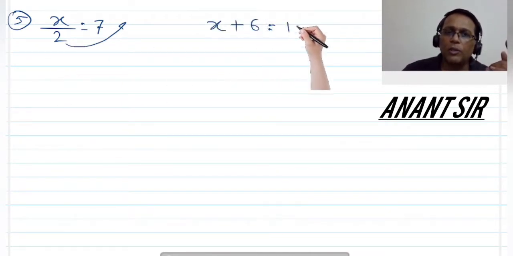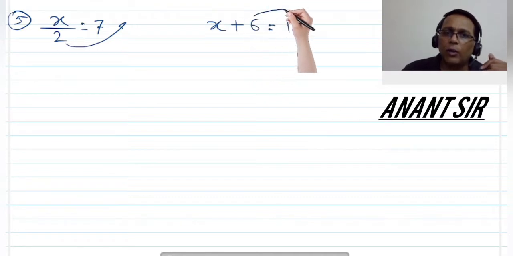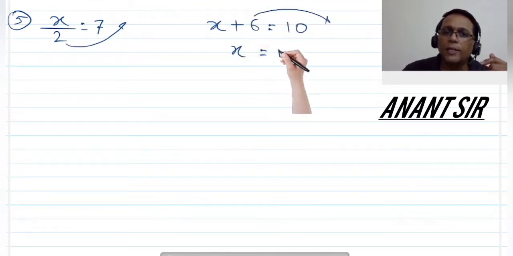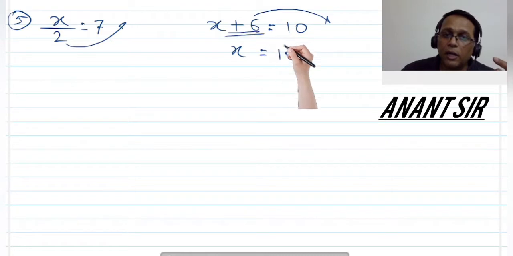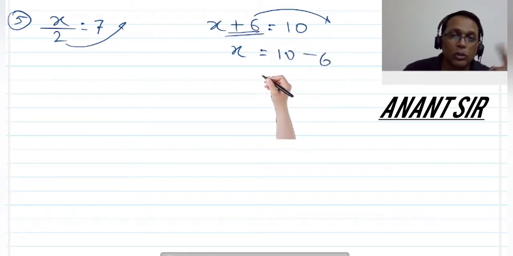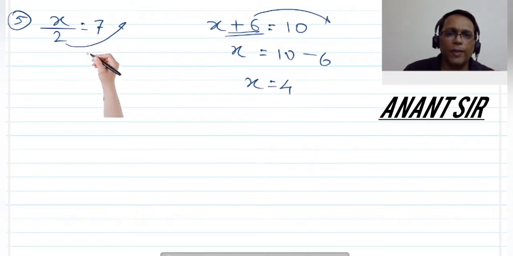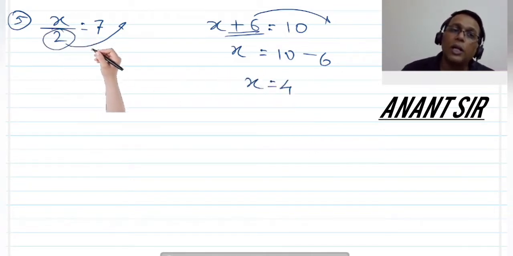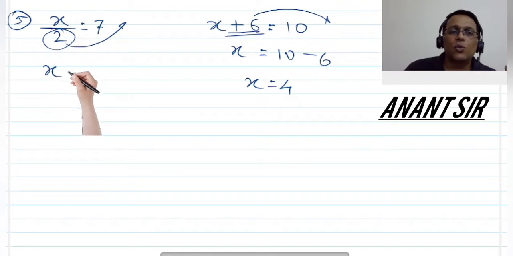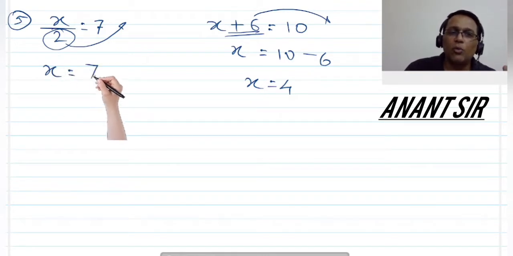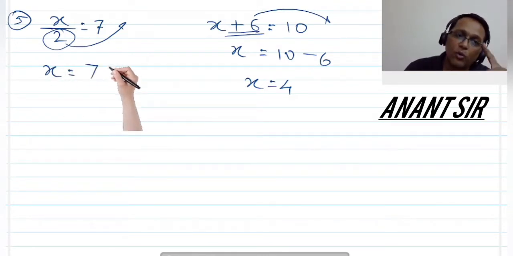When we took this 6 to the other side, as it was adding here, so we subtracted it on the other side. Plus became minus. And we got the answer 4. Similarly, now here 2 is dividing. So I think you will be able to tell me what it should do when it goes to the other side?